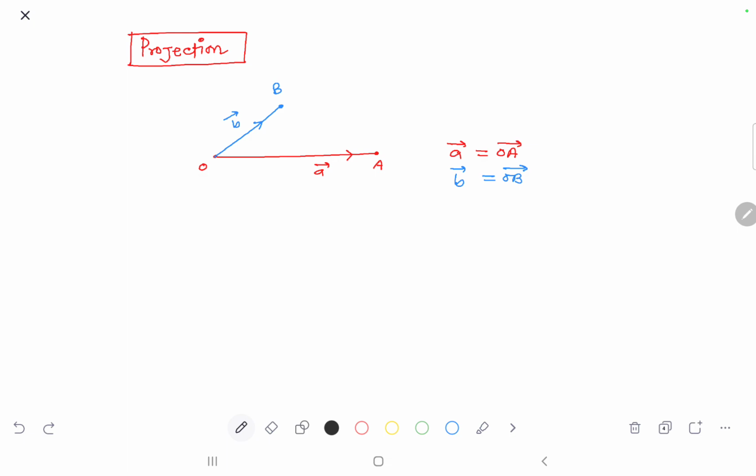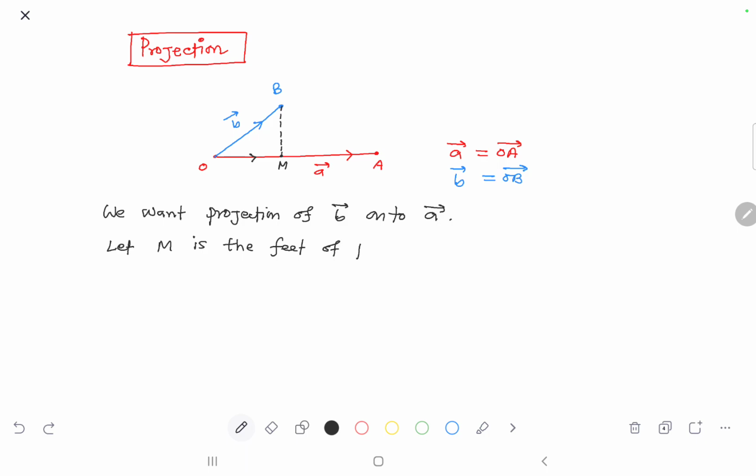We want to find the projection of B vector onto A vector. So geometrically, what does this mean? We want to draw a perpendicular line from the terminal point of B vector onto the A vector. So let's say this point is M. Let M be the foot of the perpendicular of B on A vector.